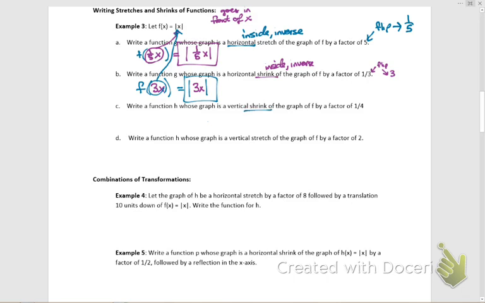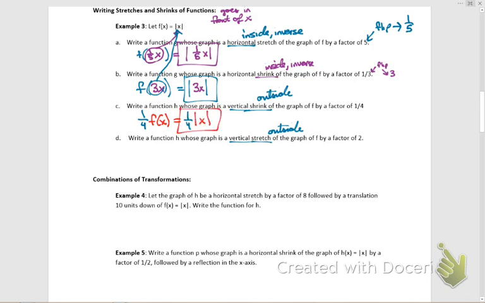So vertical shrink, outside. Vertical stretch, outside. Okay, because it's vertical. And all we're doing is taking it and putting it in front of f of x, just like we put that negative in part A on example 2 in front of the absolute value of x. So for the vertical shrink by a factor of 1/4 in part C, it'll just be 1/4 f of x, which means it's 1/4, and then f of x is just the absolute value of x.